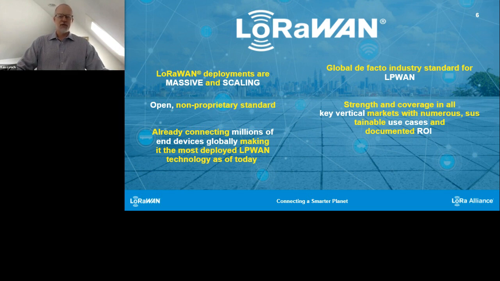LoRaWAN has also been proven to support massive and scaling use cases like those that are in the utility market. And it offers a number of key features like long-range communication, excellent device battery efficiency that supports over 10 years of life in the field in many cases, strong built-in security, and bi-directional communication, just to name a few of the features that are required by utilities to deliver large-scale commercial applications. And by all accounts, LoRaWAN is the most widely deployed of all LPWAN technologies today. It's being used to connect millions of devices across a wide variety of commercial use cases.